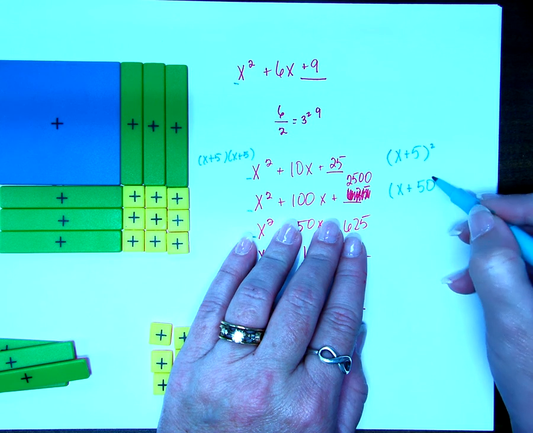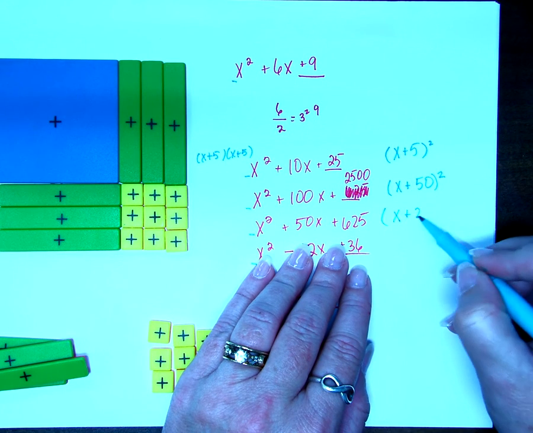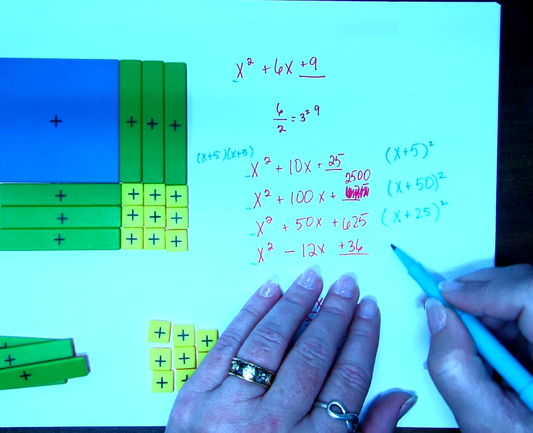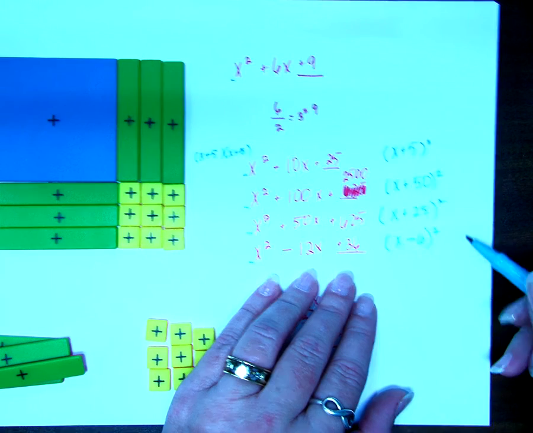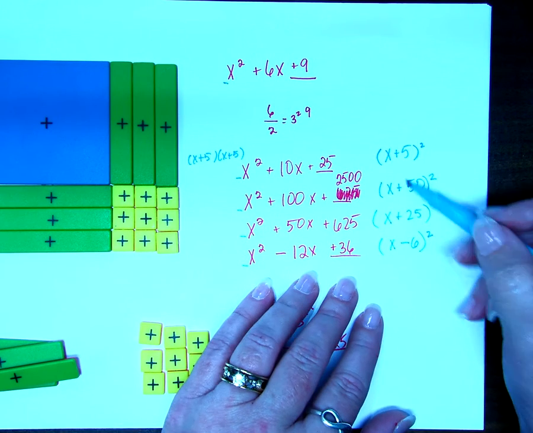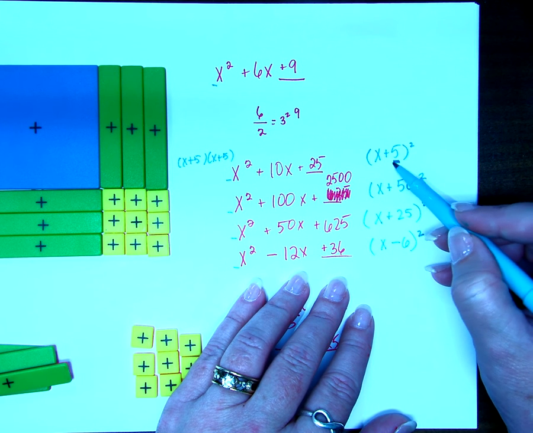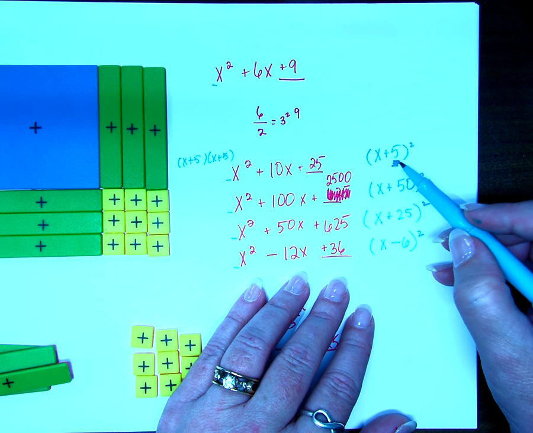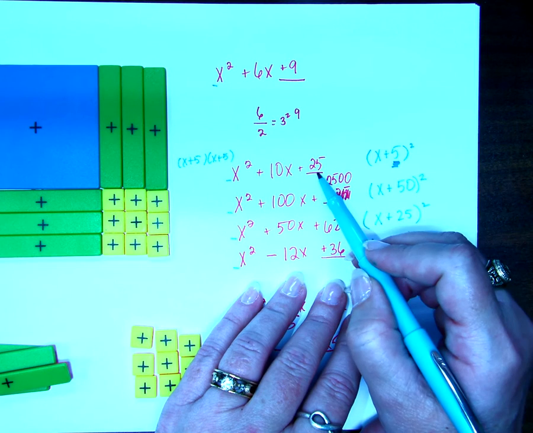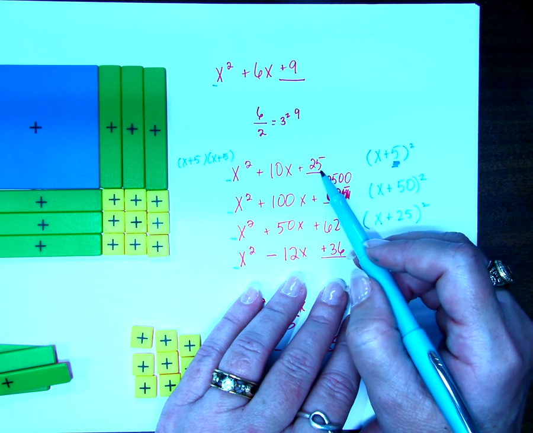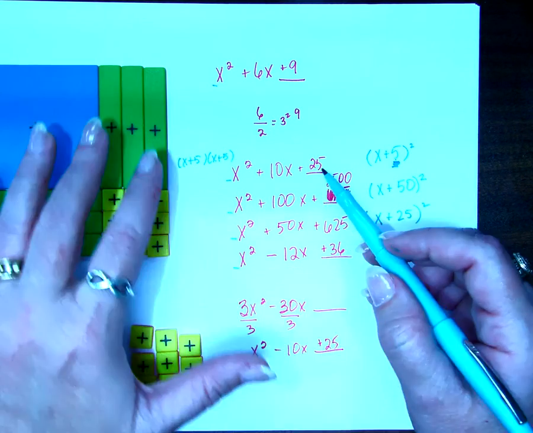X plus 50. What does this one look like? Okay. What does this one look like? X minus 6 squared. So here's the deal. To make sure you understand, because we went through those kind of fast, I need you to realize that there's 2 different places you can get that number from. What's one place you can get that number from? The square root of c, right? Isn't 5 the square root of 25? What is the other place you can get that from?